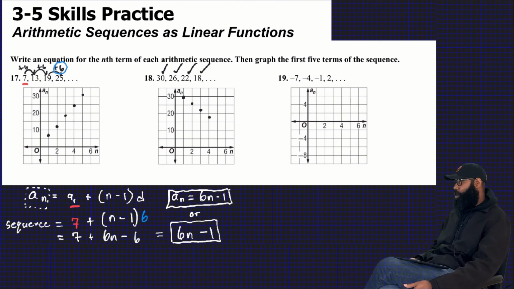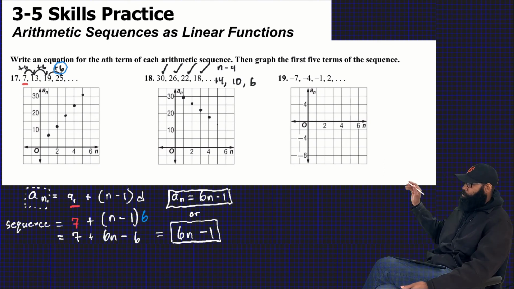We got 30 for the first number. 26, 22, 18. So what's happening? We're subtracting 4 from the number before. So the next number will be 14, then 10, then 6, then 2. And I can just keep plotting those points as I go. But it does not give me an equation.